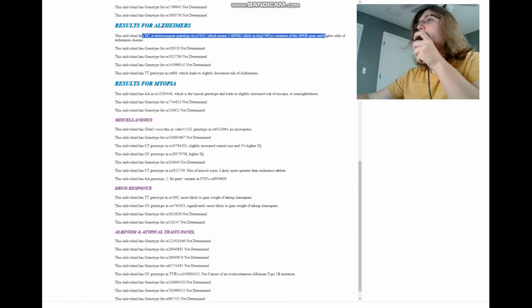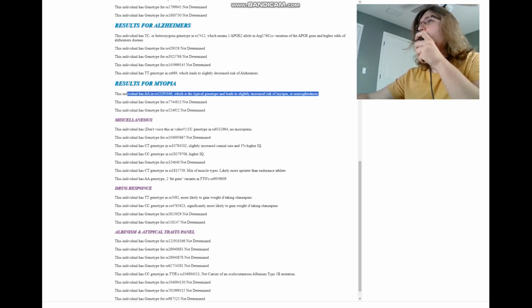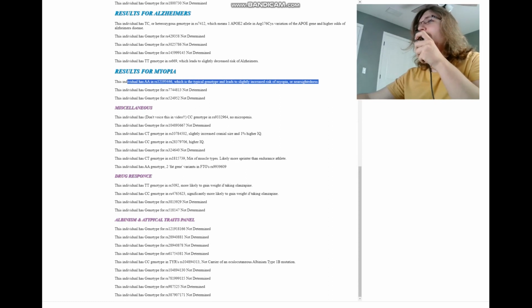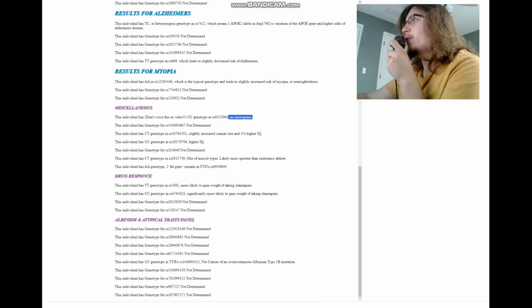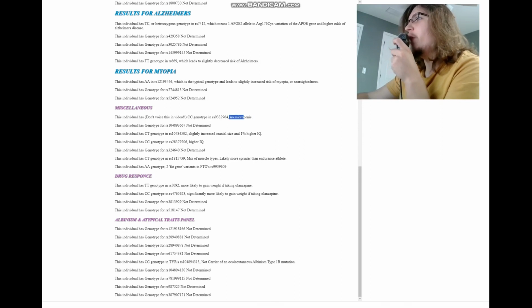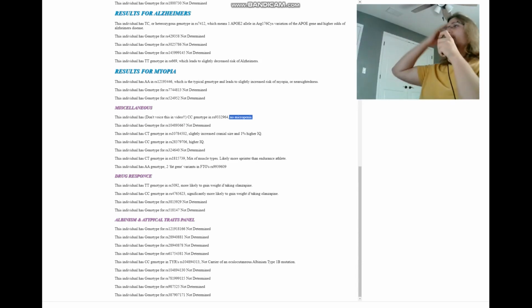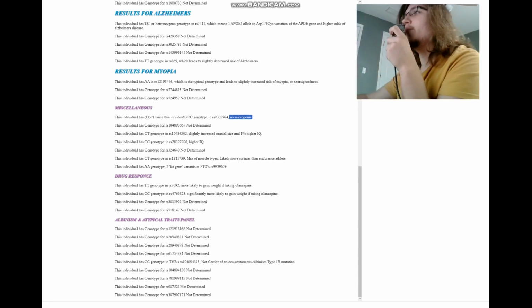Interesting. Might have Alzheimer's. For myopia, AA here, which is the typical genotype and leads to a slightly increased risk of myopia or nearsightedness. Well, most humans have AA here. Most humans have the same genotype as this individual here. For the miscellaneous section, okay. So no micropa. I can't really pronounce that. I don't think I can pronounce that here on YouTube and still get monetized. So you guys can just read what it says on the screen. Maybe you can pause the video so that you don't miss it. But this individual does not have micropa. And this variation, which variant slightly increases cranial size and 1% higher IQ.